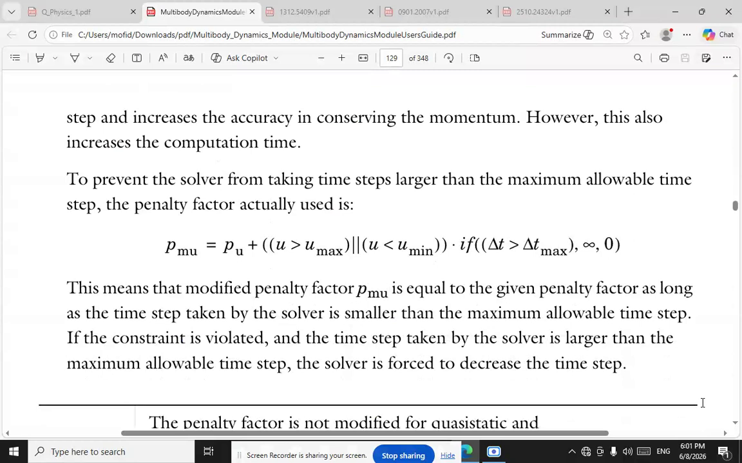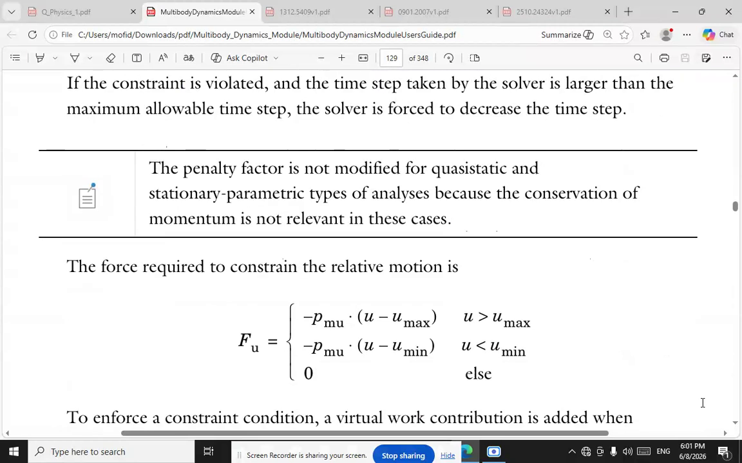This means that the modified penalty factor P_A mu is equal to the given penalty factor as long as the time step taken by the solver is smaller than the maximum allowable time step. If the constraint is violated and the time step taken by the solver is larger than the maximum allowable time step, the solver is forced to decrease the time step. The penalty factor is not modified for quasi-static and stationary parametric types of analysis because the conservation of momentum is not relevant in these cases.